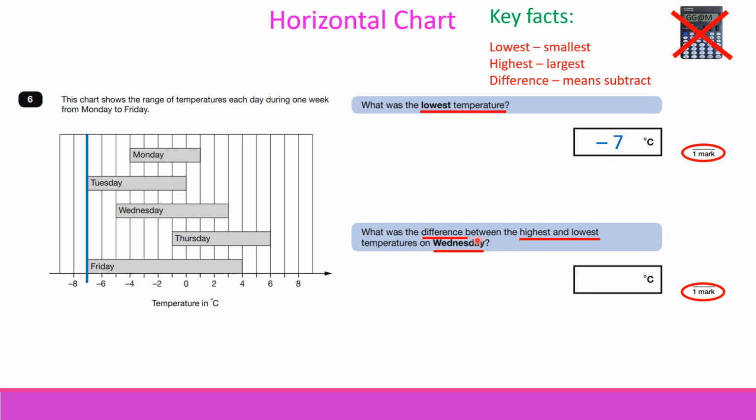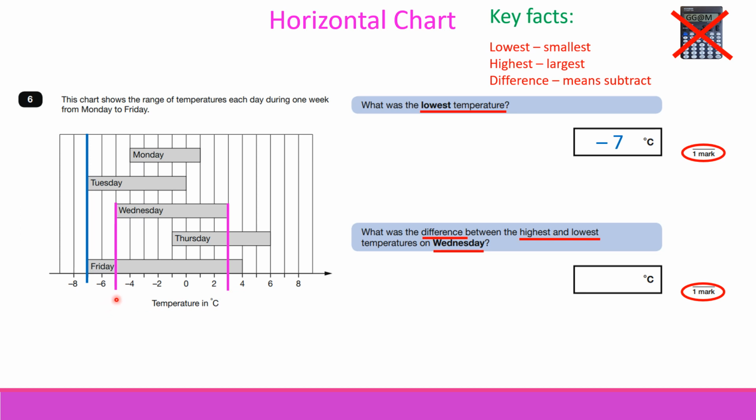The second part of the question wants to know the difference between the highest and lowest temperatures on Wednesday. So we need to find Wednesday. So we need to identify the lowest temperature, which is at this point here. So we can count 0, -1, -2, -3, -4, -5. So the lowest temperature is -5. And the largest temperature is 0, 1, 2, 3. So it's got a value of 3.